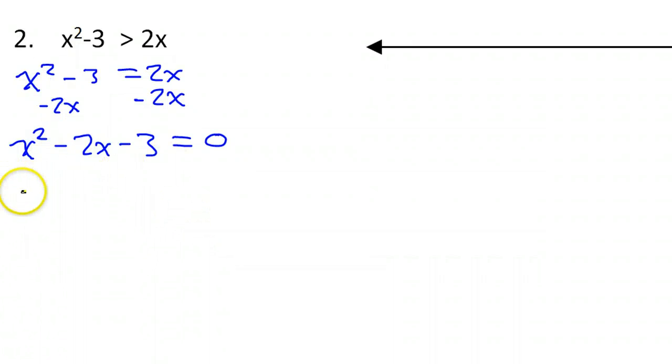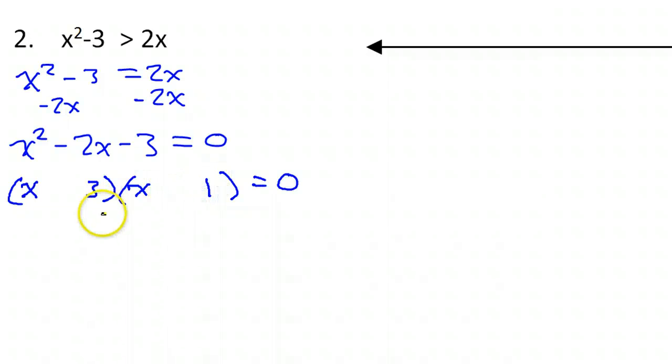Then I would want to factor this. This will factor as a binomial times a binomial. So x squared is just x times x. 3 can only factor as 3 times 1. Inner plus outer equals middle, right guys? So inner, I've got 3x, and outer, I've got 1x.